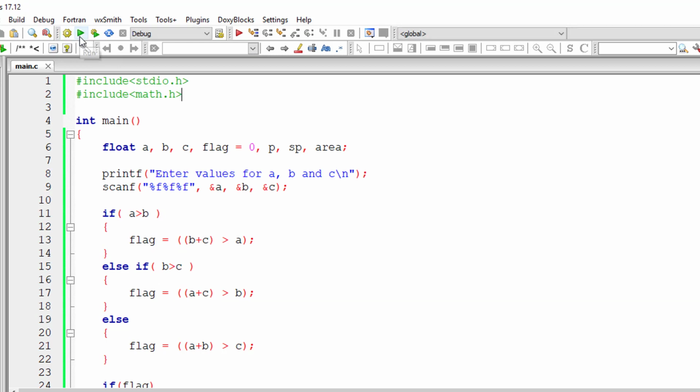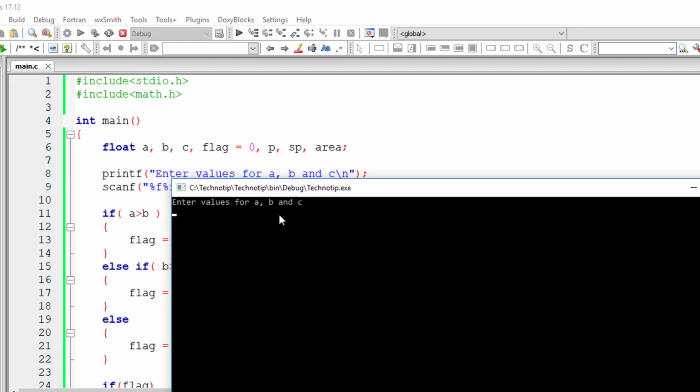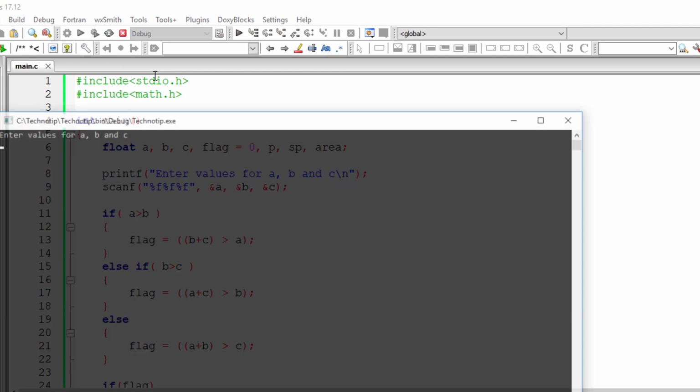Let us compile, and I'll give 10, 5 and 3. The largest side has 10 as length. The other sides are 5 and 3. 5 plus 3 is 8, which is not greater than 10. So it is an invalid triangle.